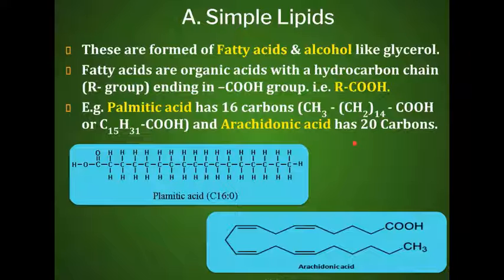Let us first look at simple lipids. Simple lipids are formed of fatty acids and alcohol like glycerol. So the fatty acids are organic acids with a hydrocarbon chain, that is the R group, and it generally ends with COOH. So finally if you see, it will be something like R and COOH. You can see over here, this is the R group and this is the COOH. Palmitic acid, for example, has 16 carbons, right? And then the carbon composition of arachidonic acid is that it has 20 carbons. But you can see that here also there is an R group and here we have got the COOH.